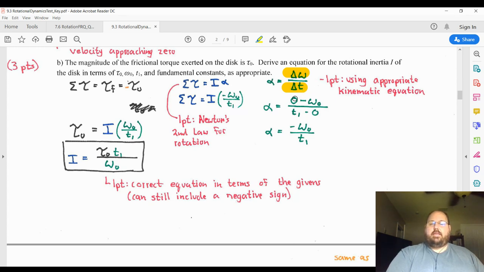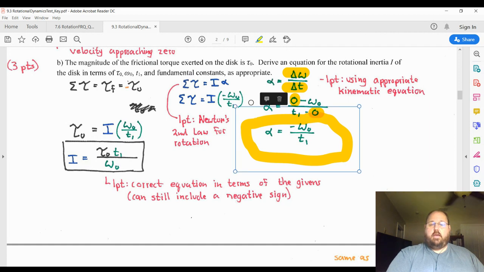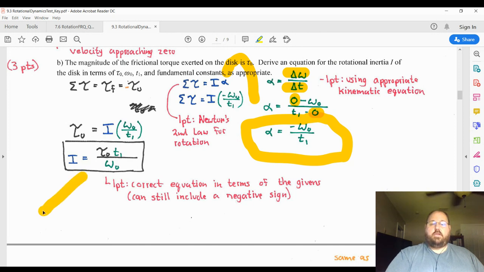So we're going to end at 0 velocity. We're going to start at 0 time. So this ends up just being negative omega naught over T1. Then I could just substitute that into my Newton's second law equation to get the correct equation in terms of the givens once I solve it for I.